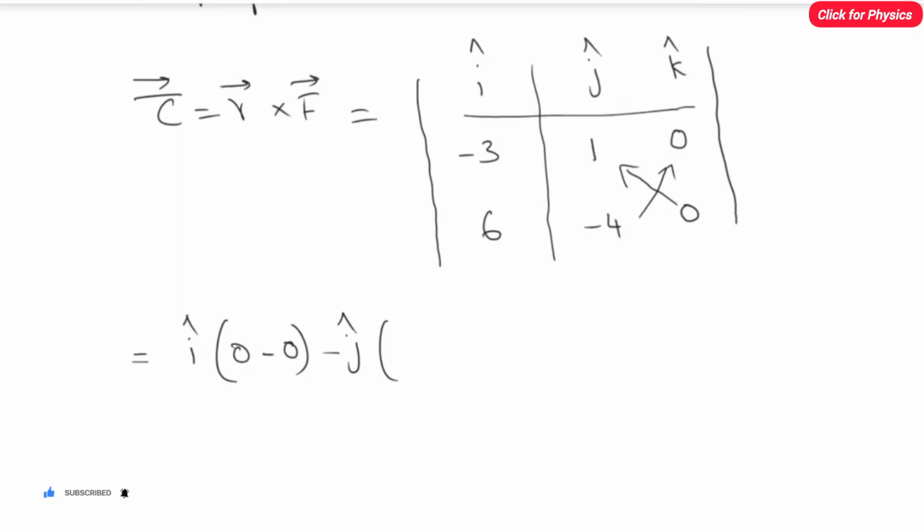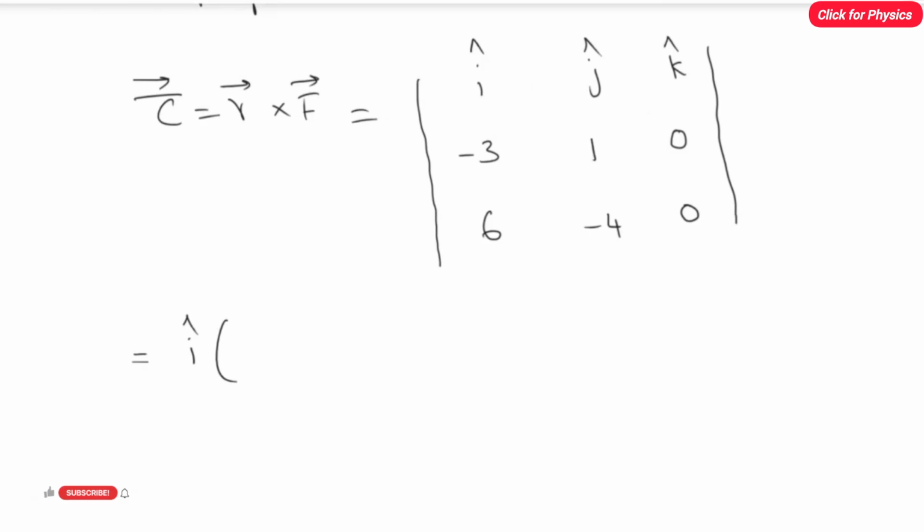This time we should not touch the first row as well as the middle column. That means the first row and second column we should not touch, and only multiply the remaining. So for j cap, 0 multiplied by minus 3 is 0, and then minus of 6 multiplied by 0 is 0. So for j cap, again the value is 0.